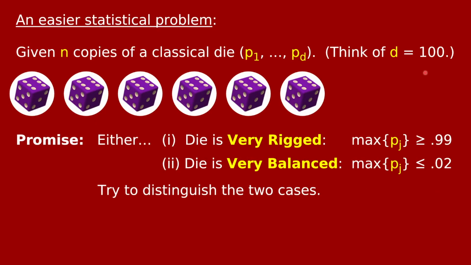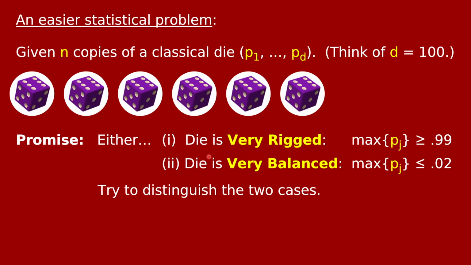Okay. Now, actually, before moving on to quantum things, I want to talk about an even easier statistical problem. Instead of getting a completely unknown die and trying to estimate the probabilities of all its faces, let's imagine you have some roughly 100-sided die, let's say. And you have a promise that somebody gave you this die, and it's either what I'll call very rigged, meaning it's almost certain to come up one specific face. Which face you don't know, but there's some face that comes up with probability at least 99%.